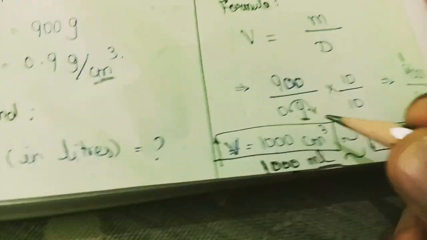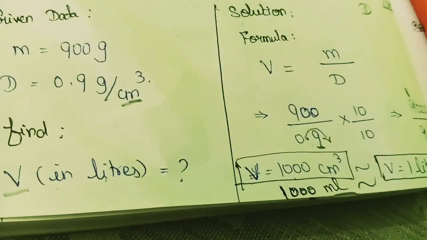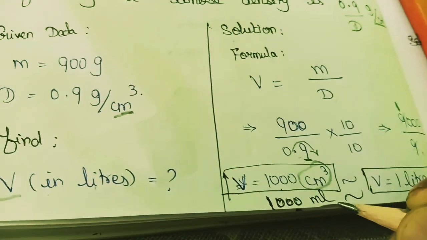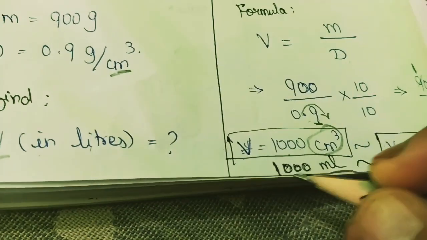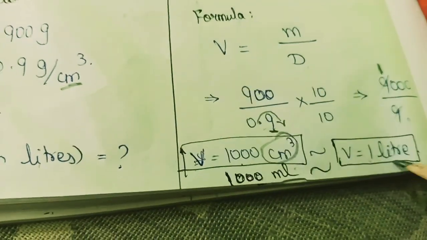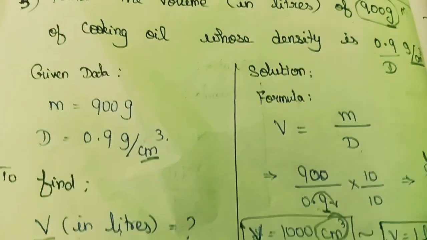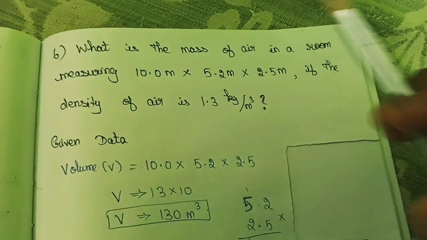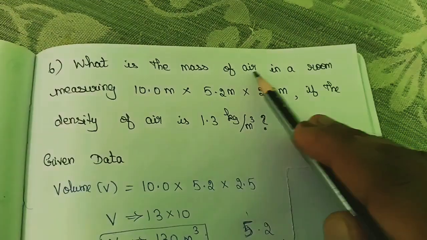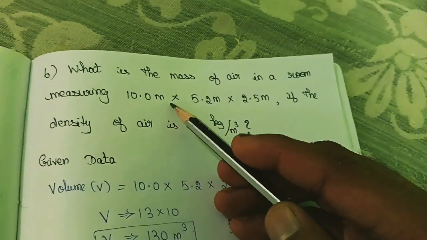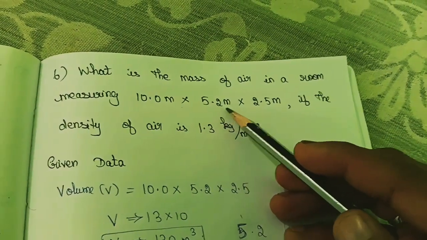Next, I have already informed you in the previous sum, centimeter cube can be written as milliliter. So it is 1000 milliliter. Okay, 1000 milliliter can otherwise be written as 1 liter. So we found the volume. Okay, thank you.